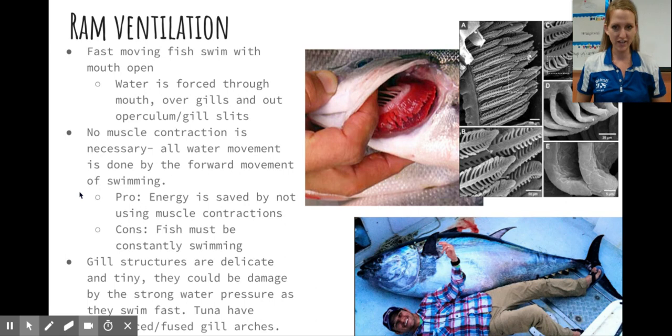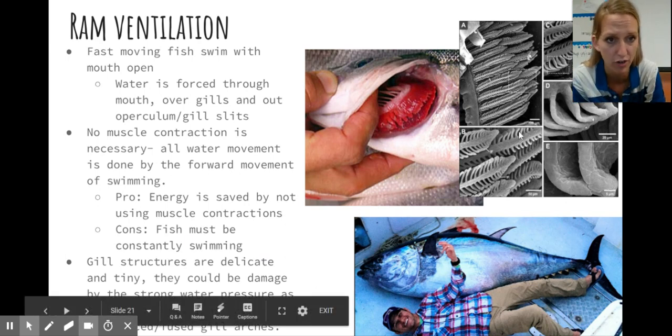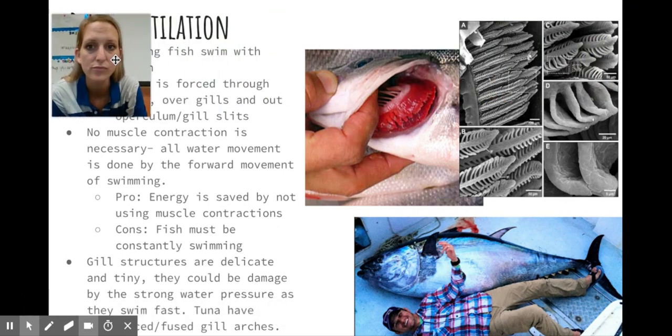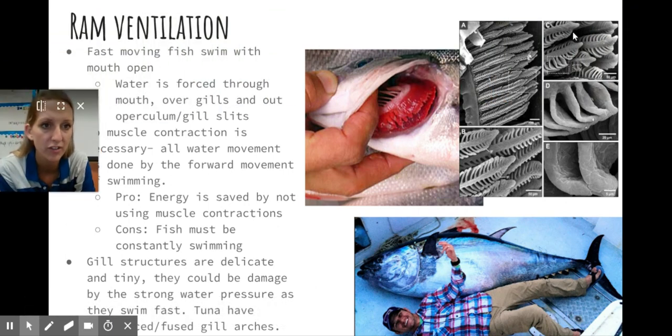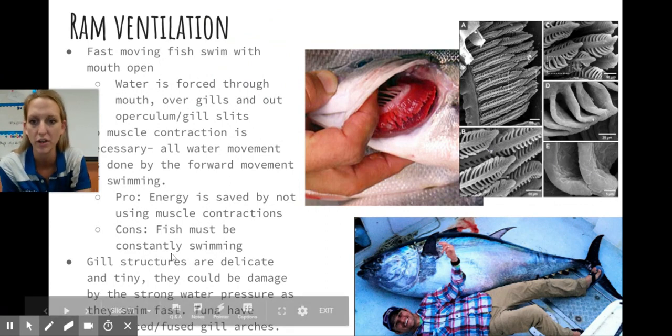The gill structures are really delicate. They're really tiny. They could be damaged from a lot of water passing through, really high water pressure. That water has a lot of particulates in it, could be damaging to it. So to counteract this, tuna have fused gill arches. And you can see all their tiny little surface area is super thin to allow water to pass through and extract oxygen.